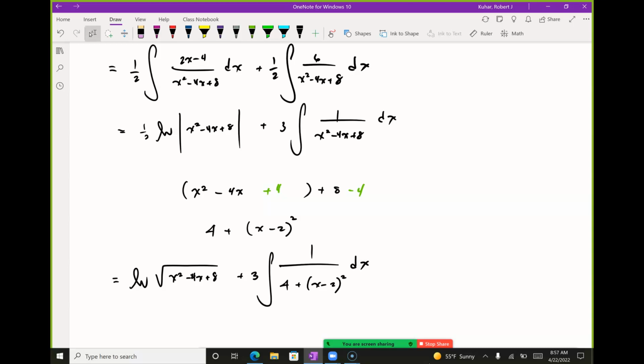Yeah, my question is, how did you know the first one is ln? I did the 1 over u stuff in my head, right? So I'll go over here. I'll say this is 1/2 of the integral of 1 over u du. So ln, right? Okay.